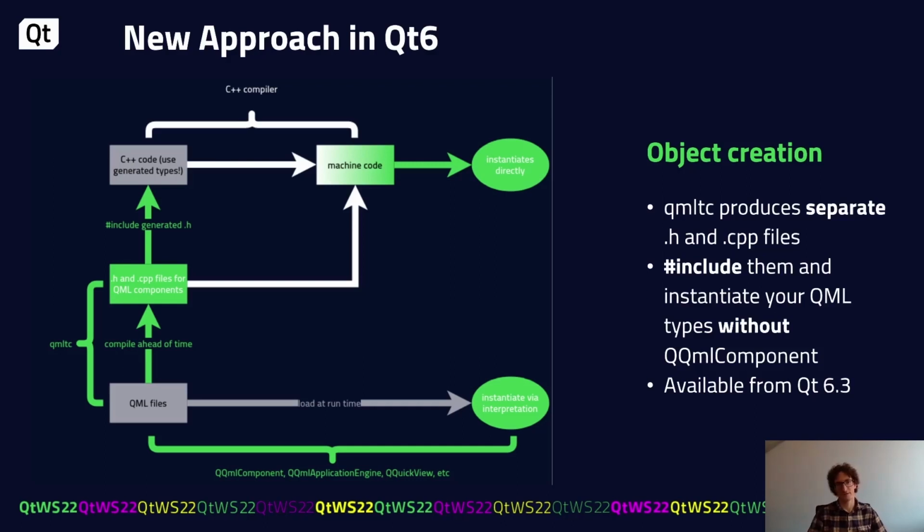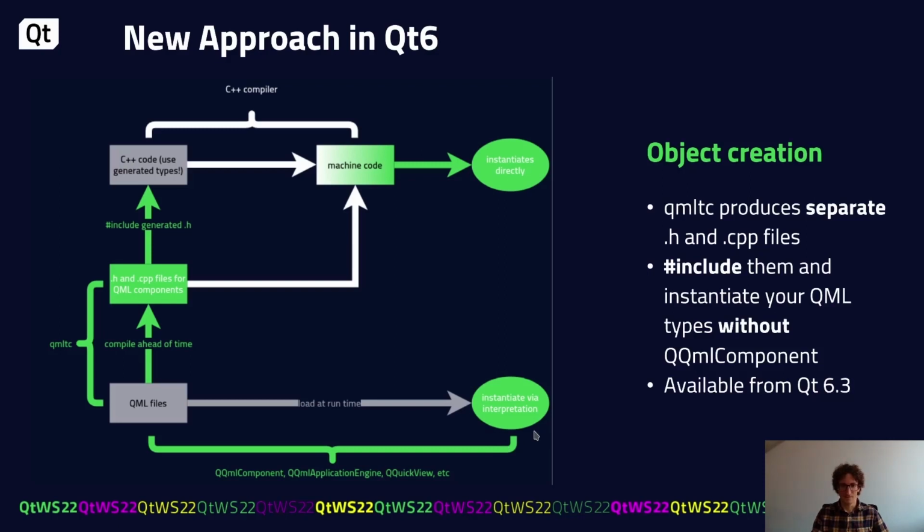Finally, there is the object creation compiler, qmltc. So what you see here is again our QML files. You can load them at runtime and instantiate them via interpretation. So you use QML Component or QML Application Engine, QQuick View, there are a couple of those. And those look at actually the compilation unit, but let's forget about that for now and instantiate the QML component as QObjects.